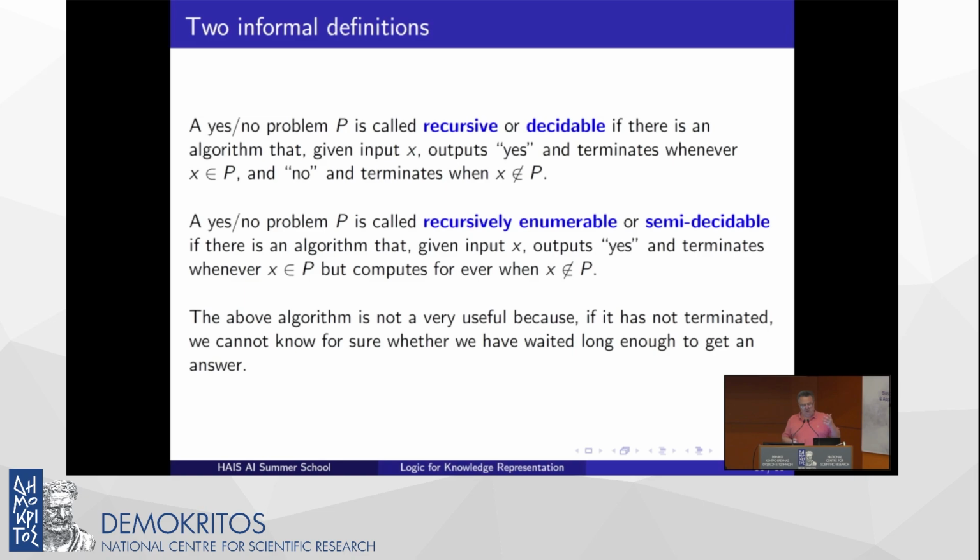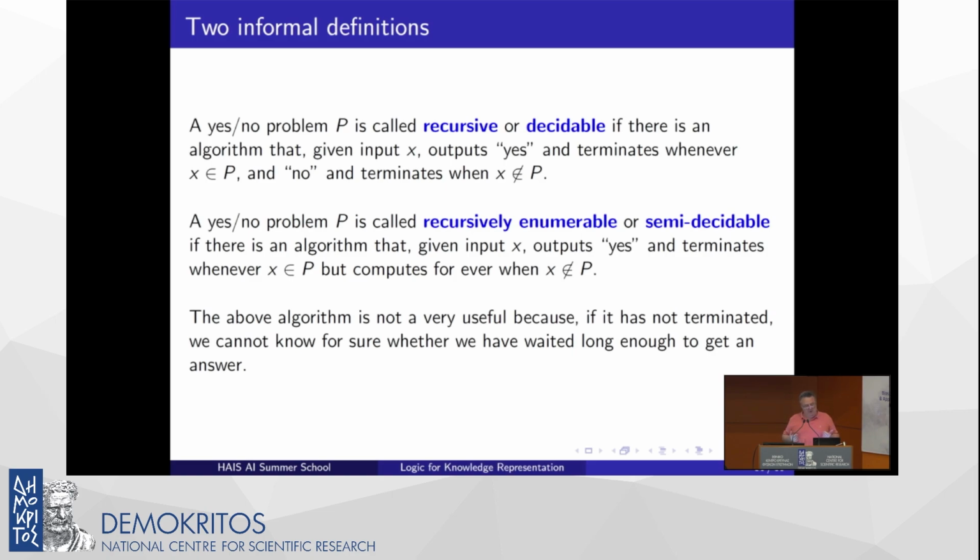So what is a recursive or decidable problem? A yes-no problem P is called recursive or decidable if there is an algorithm that given an input X, it tells us yes and terminates whenever X belongs to P, and no and terminates whenever X doesn't belong to P. So decidable is the best thing that we can have, right? We have the box, the algorithm, we give it something, it says yes or no, and terminates all the time. Perfect. But life is not like that.